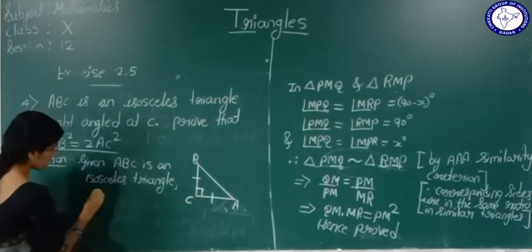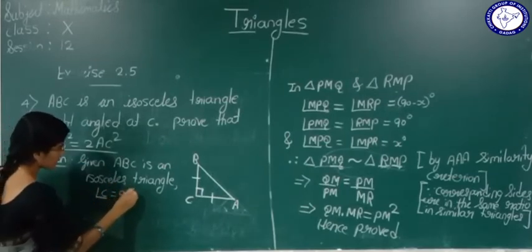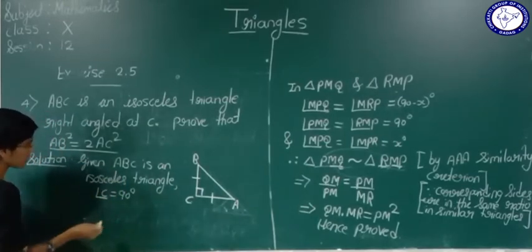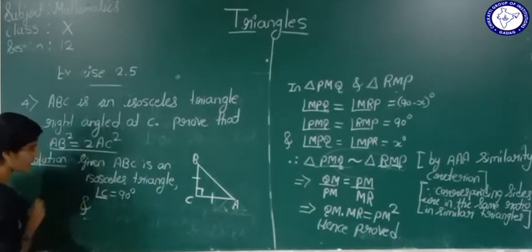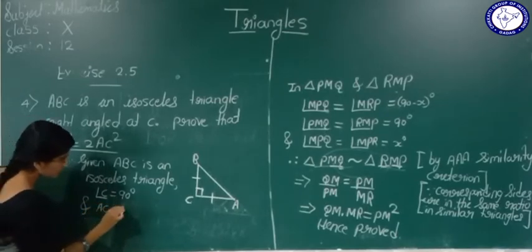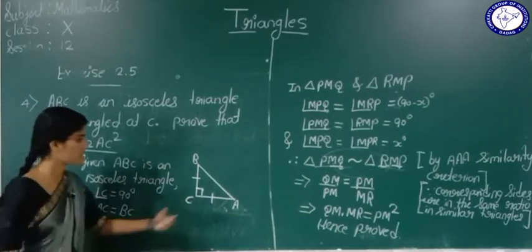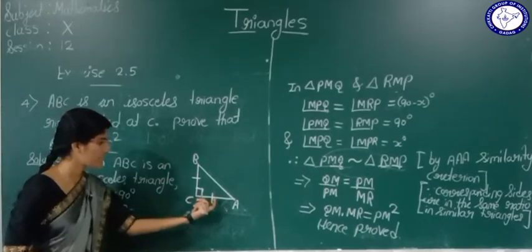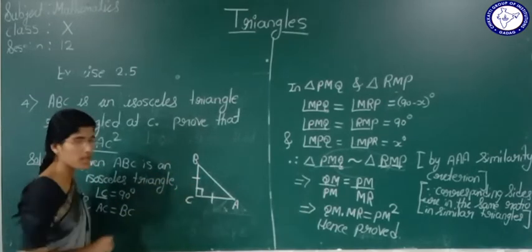Okay. Here angle C is equal to 90 degrees and AC is equal to BC. Yes or no? Isosceles triangle means AC is going to be equal to BC. Two sides are going to be equal.